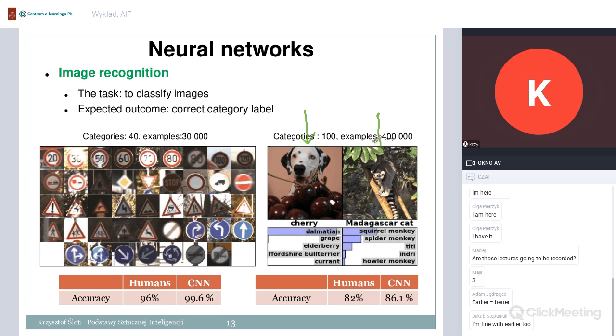Here is another example. Here the network made a mistake because it has never known about the Madagascar cat, which is, I presume, some species of monkeys. The network was doing its job not that poorly, because it knew about squirrel monkeys and spider monkeys, which I have never heard of. So if I am asked the question, what is this? Probably it's impossible that I will provide a right answer.